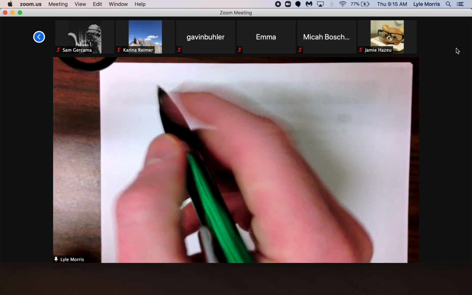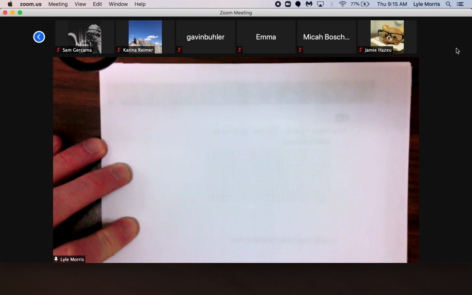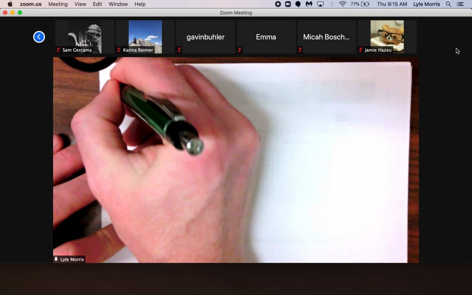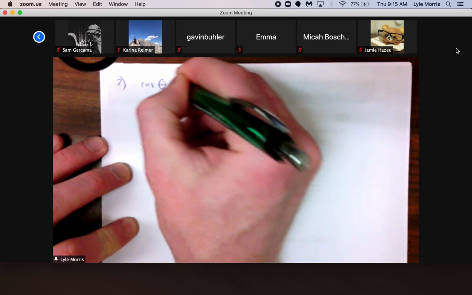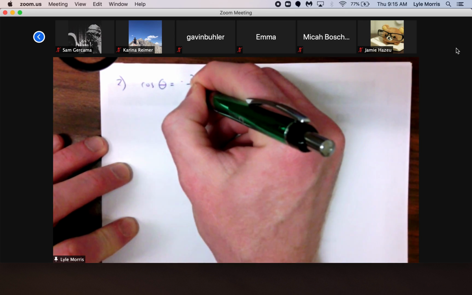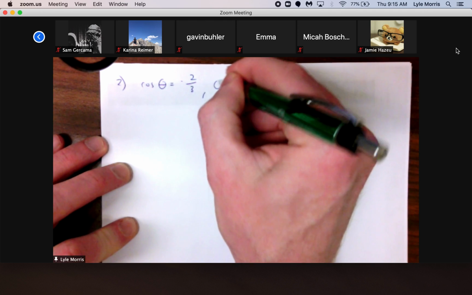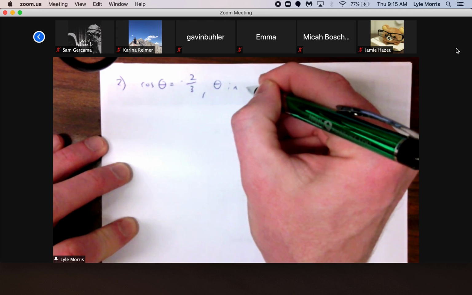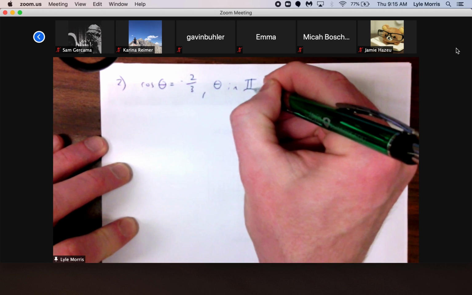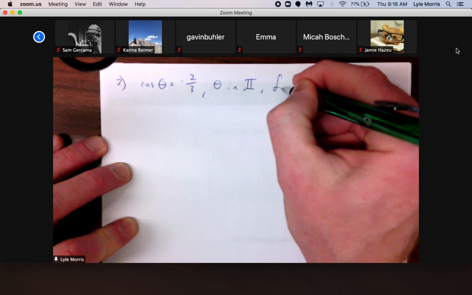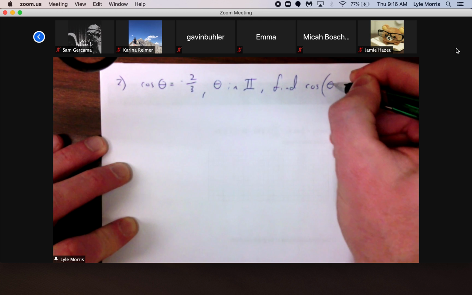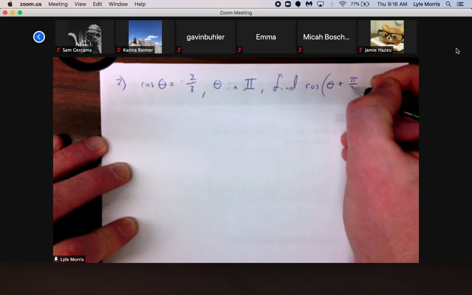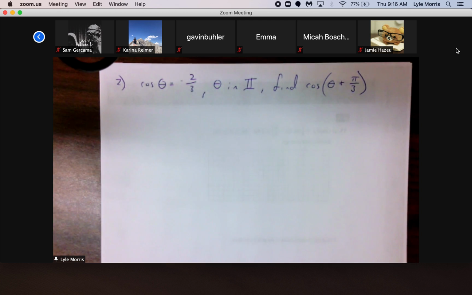Okay, example 2. I'll just write it down. It says cos of theta equals negative 2 over 3. Theta is in quadrant 2. Find, oh, here we go. I was wondering where this was going. Find cos of theta plus pi over 3.